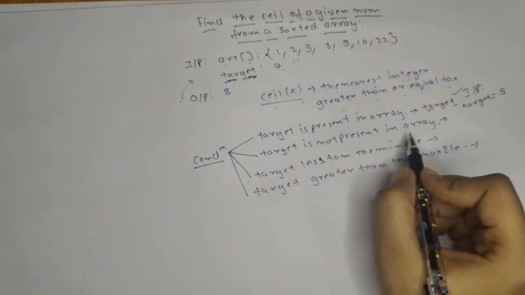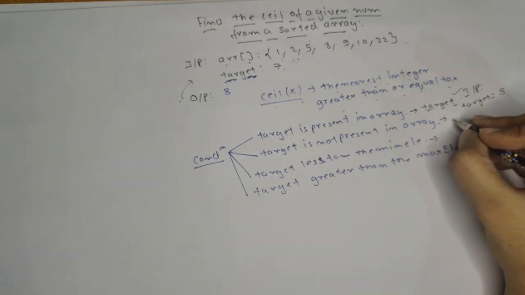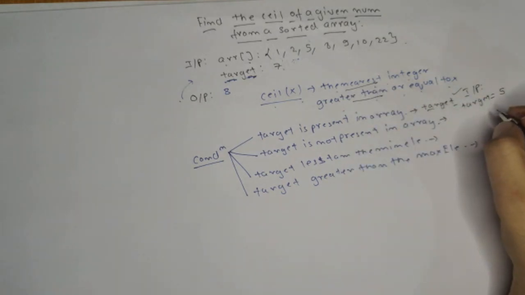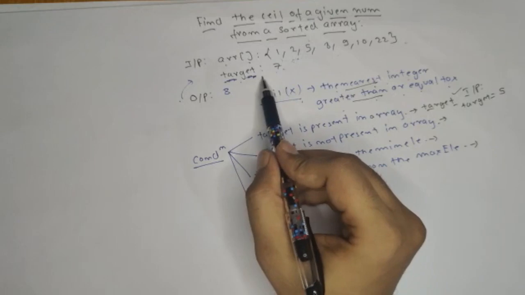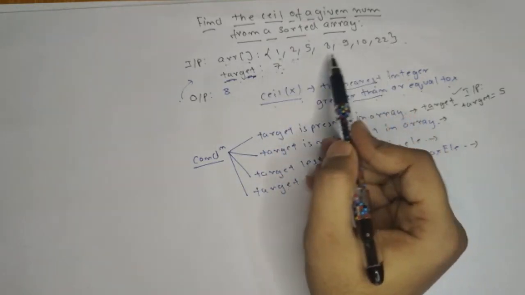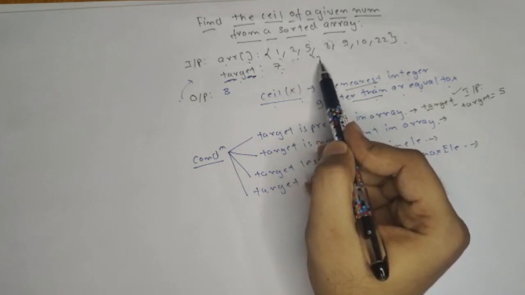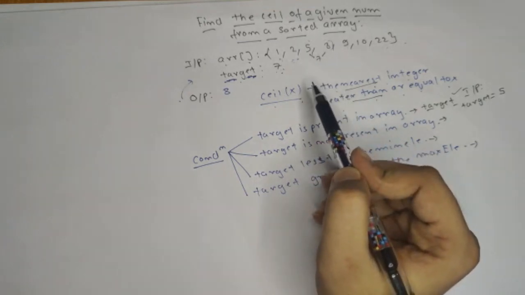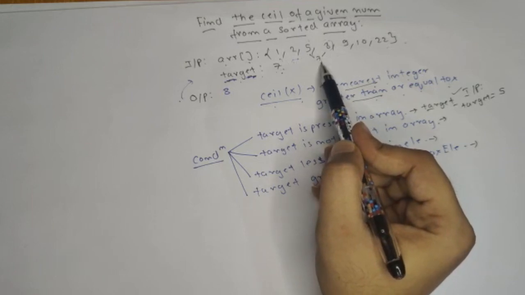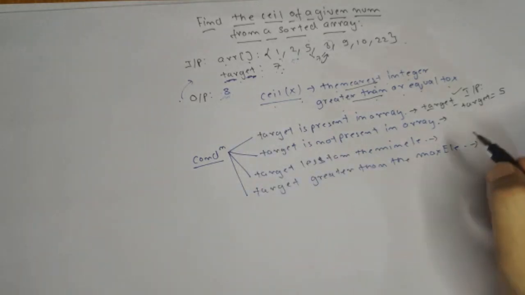What if the target is not present in the array? If the target is not present in the array, then we have to return the nearest integer greater than or equal to x. Like we discussed, if our target is 7 and this is the array we have been given, then we have to return 8. Why? Because 7 lies somewhere between 5 and 8, and the first integer greater than 7 that is present in the array is 8. So we have to return 8.